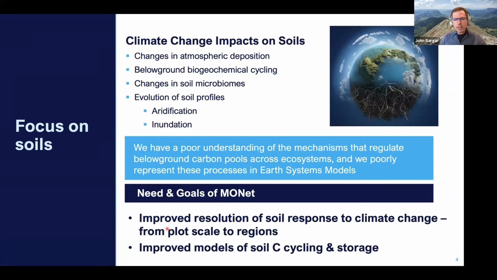And this brings us back to the need that MONET is responding to and the goals, which are really to improve resolution of soil organic carbon and soil responses to climate change, not only locally at the plot scale, but also at the regional scale, and use this information to improve models of soil carbon cycling and storage.